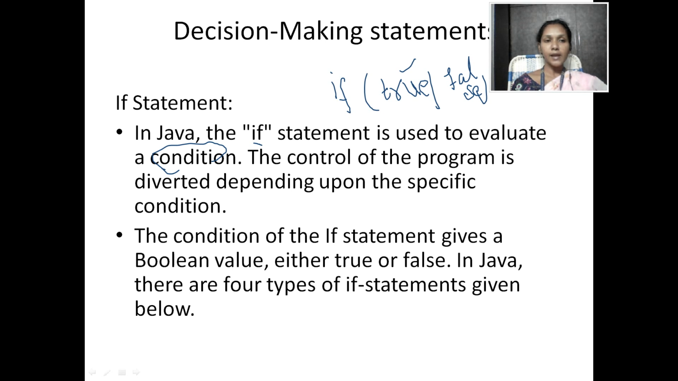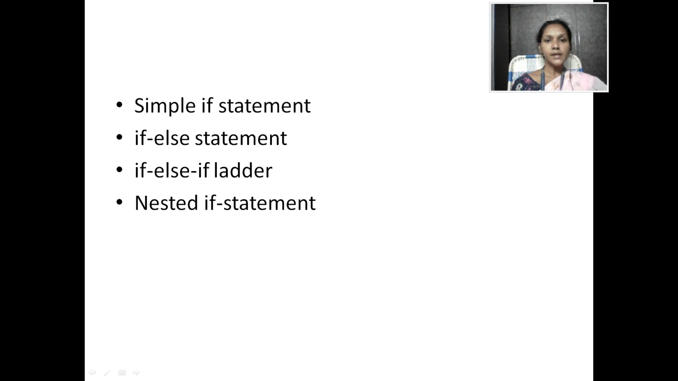There are different variations of if statements available. What are the different variations? We may go to the simple if statement, the if else statement, the if else if ladder, or the nested if statement also. So four versions are there. We may simply go to only if, or if the condition is false and there is another block, then we go to the if else. In the else block you can also supply a number of conditions, or you may go to nested if statements.